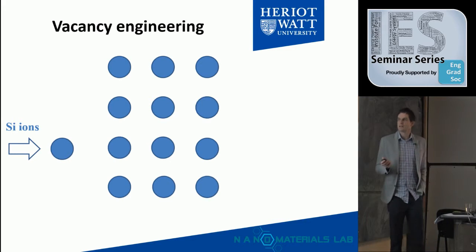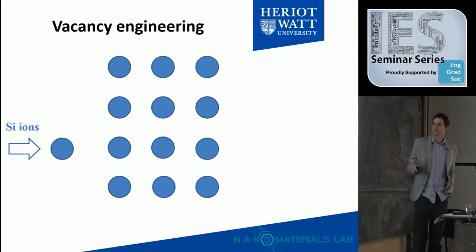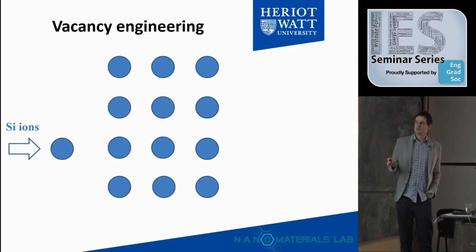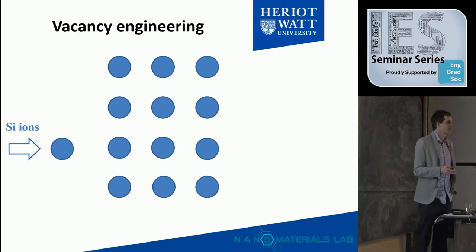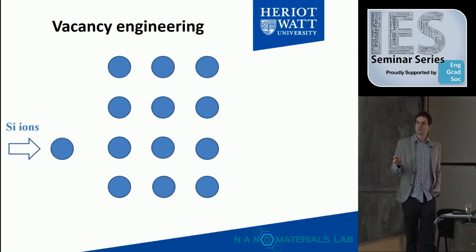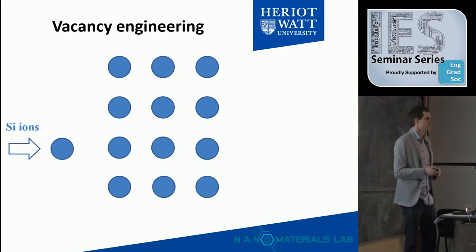So we came up with the approach of what we call vacancy engineering to engineer vacancies, and I'm just going to show you a kind of little cartoon of sort of how that works. So basically these 12 blobs here are supposed to represent silicon atoms in a nice silicon crystal, and the one out on its own here is supposed to be a silicon ion. It's part of an ion beam that's going to impinge on the surface here. And this represents silicon ion implantation, which we use as the experimental means to do this vacancy engineering.